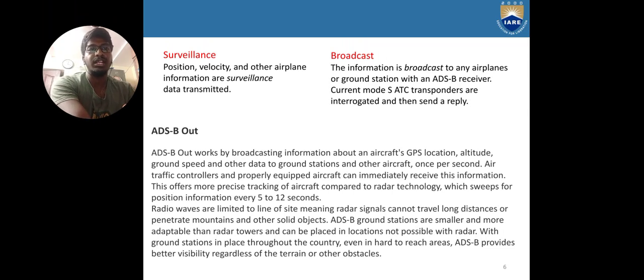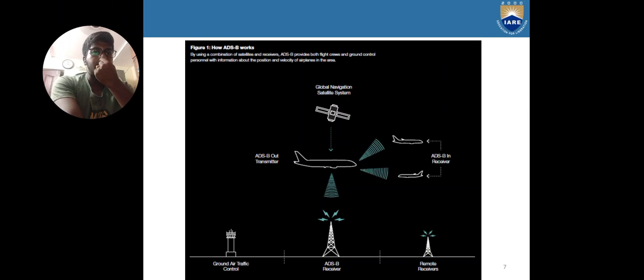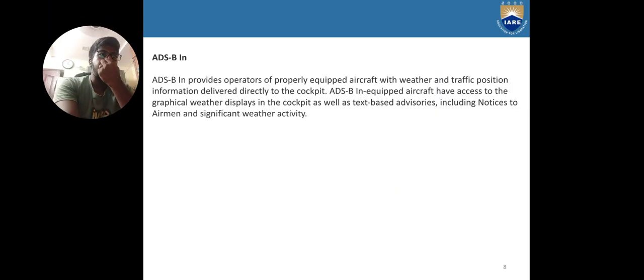So this is how ADS-B works. The aircraft with an ADS-B transmitter sends its signals, and this is received by the receiver on the ground, the ground air traffic control, and other remote receivers. And the other is ADS-B In.